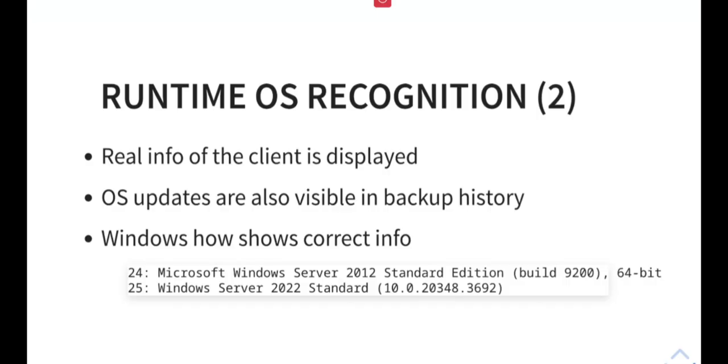So on Windows, it always said it was a 2012 standard edition server, which was not true, because here, for example, it was a 2022, and that's now also correct. So the information that you get is fetched or collected during the startup of the daemon, and then you have the right information in the job logs and in the status commands.